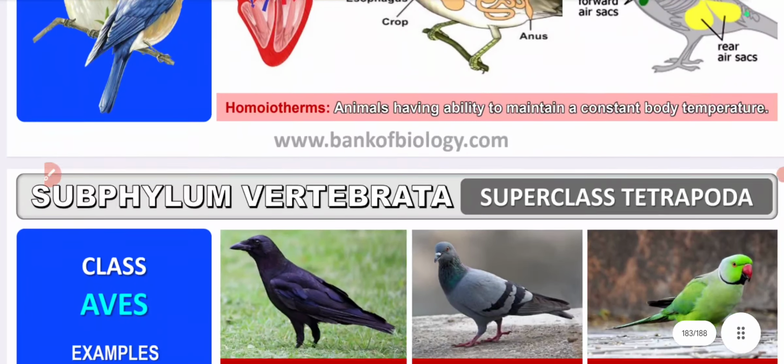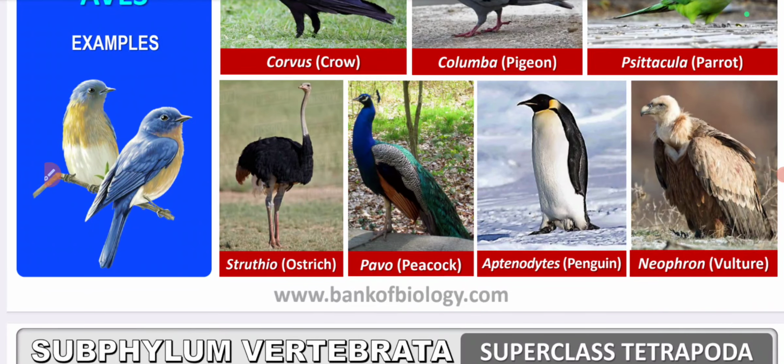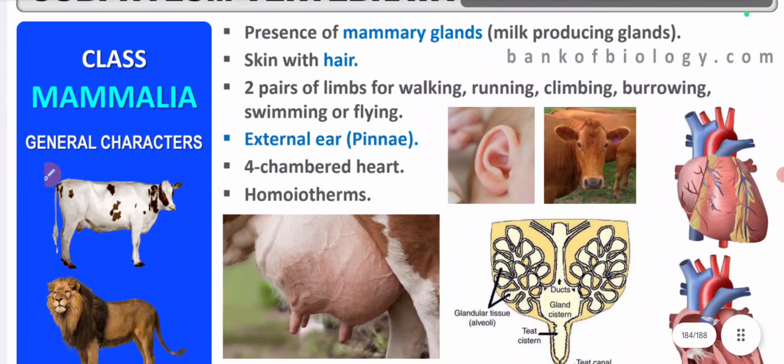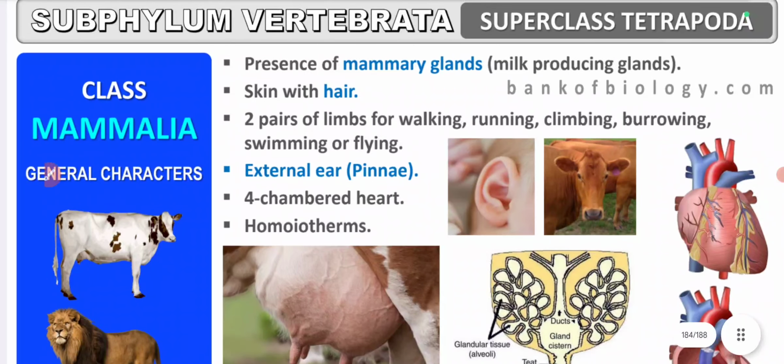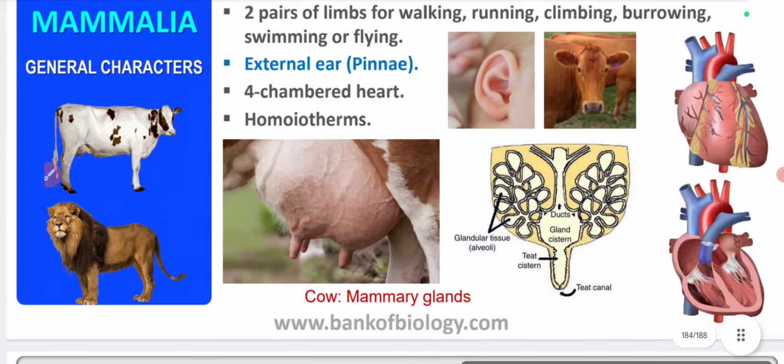Okay, warm-blooded animals. Examples: Corvus, crow; Columba, pigeon; Psittacula, parrot; Struthio, ostrich; Pavo, peacock; Aptenodytes, penguin; and Neophron, vulture. Next class, Mammalia. Presence of mammary glands, that are milk producing glands. Skin with hair. Two pair of limbs for walking, running, climbing, burrowing, swimming or flying. External ear, pinnae is present. Four-chambered heart, homeotherms.